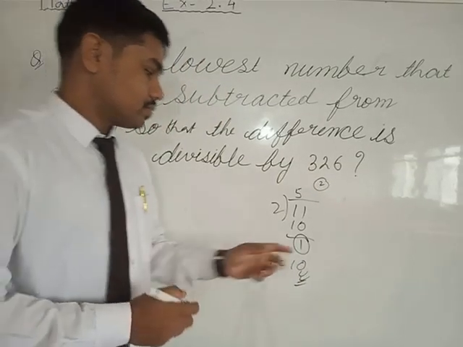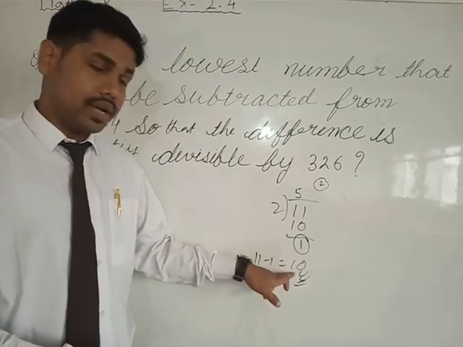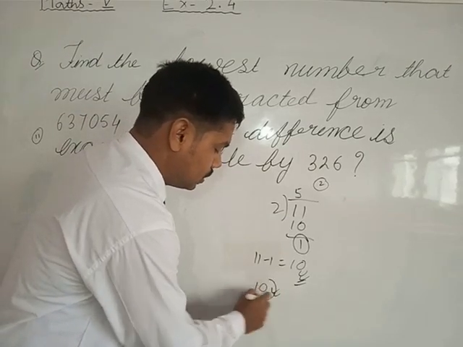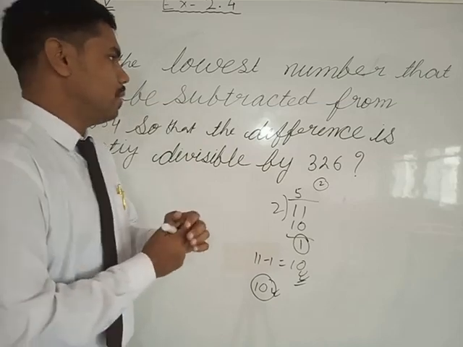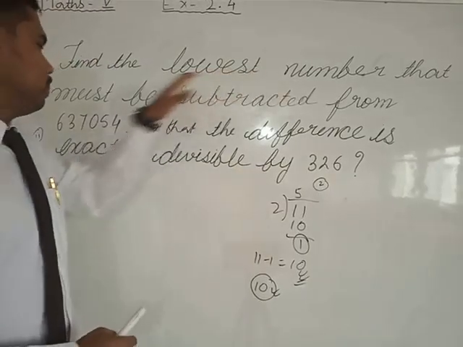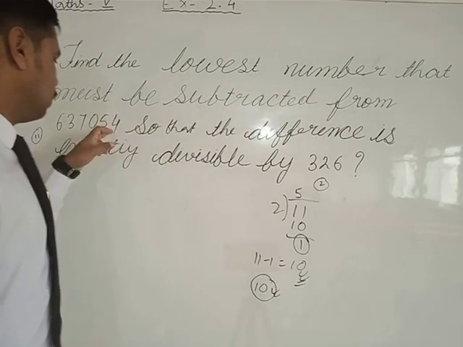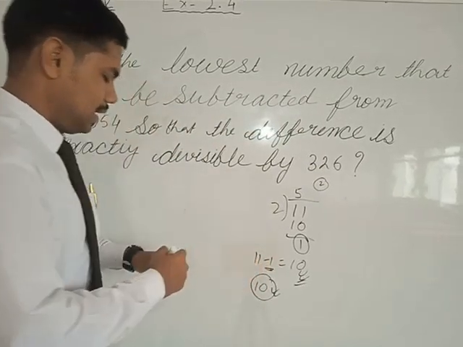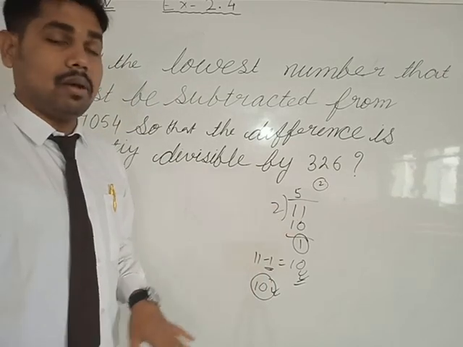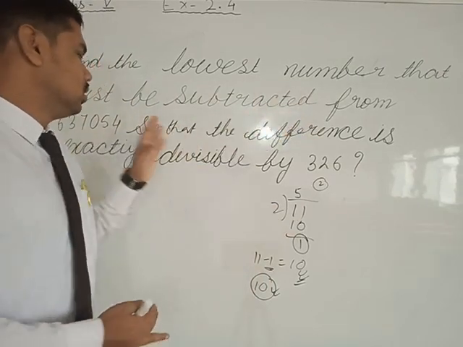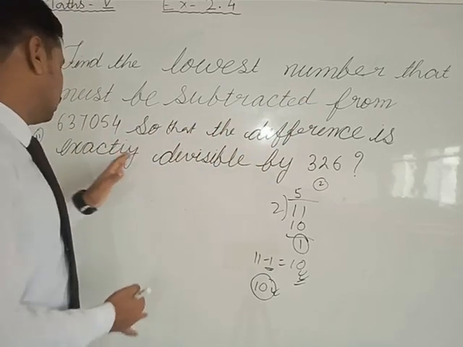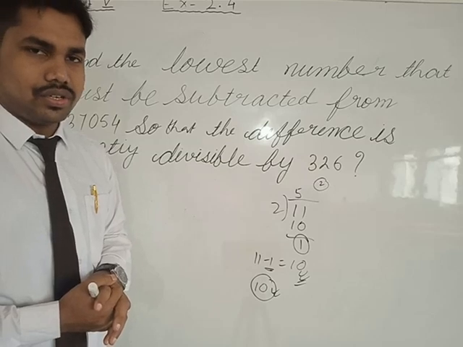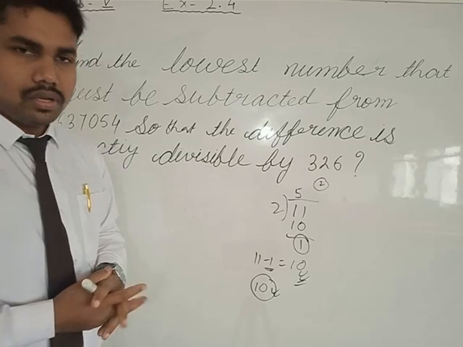That is divisible by 2. So 10 is divisible by 2. So that means the lowest number that must be subtracted from this is 1. If we subtract 1, then this will be divisible by 2. Then the difference is exactly divisible by this. Now understood? I hope you can do it by yourself. Let's try.